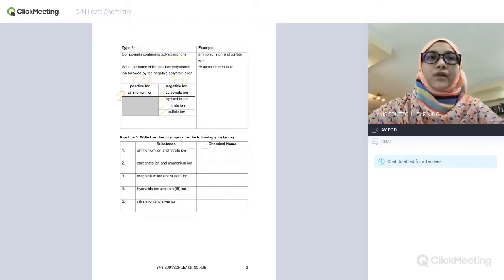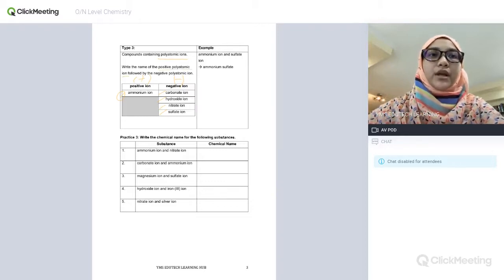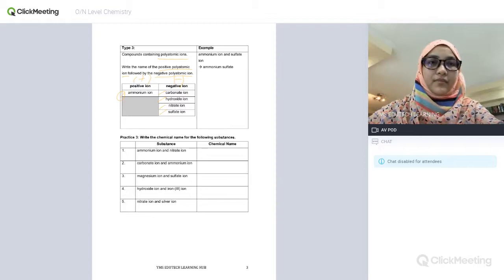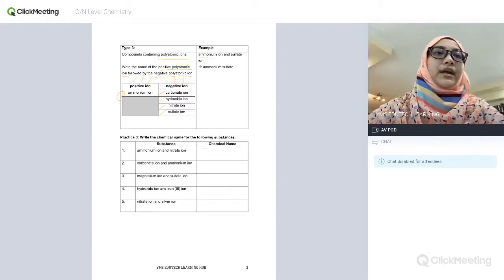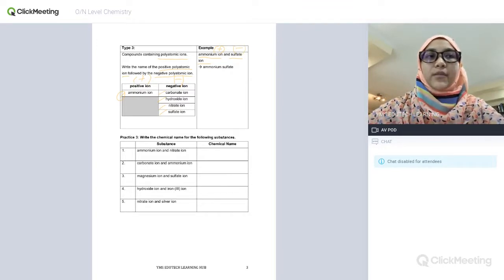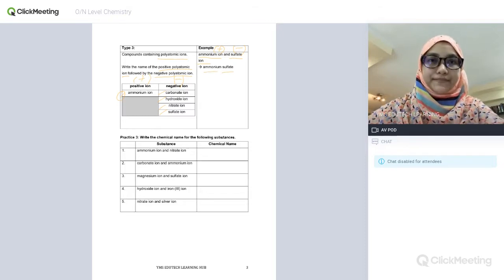So in writing compounds involving polyatomic ions, we will write the name of the positive polyatomic ion first, followed by the negative polyatomic ion. Example, ammonium ion and sulfate ion. So ammonium ion is the positive polyatomic ion. Sulfate ion is the negative polyatomic ion. Hence, the name of this compound is ammonium sulfate.